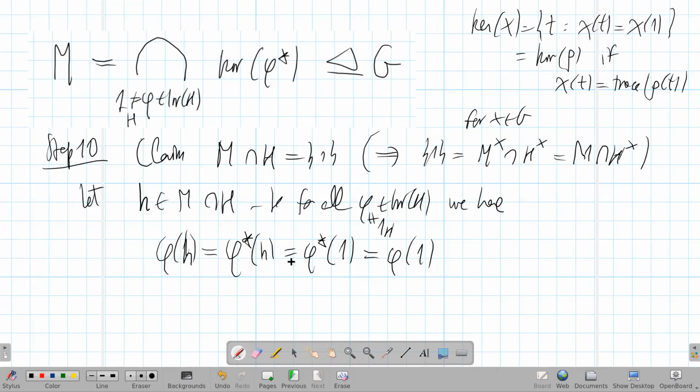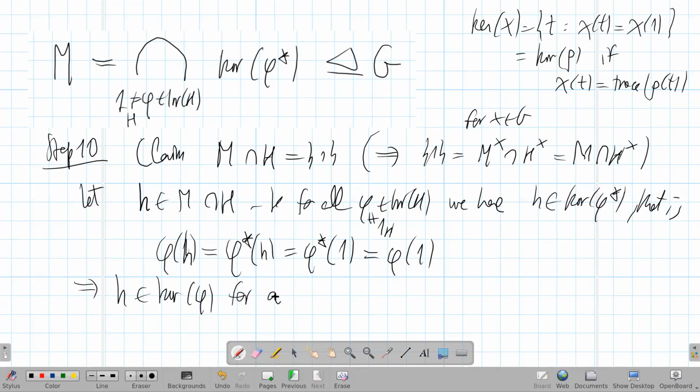So you see, we started with an element H which is in the kernel of phi star, okay? Let's write it here. So H is in the kernel of phi star, and so on. But we ended up with H being in the kernel of phi, for all phi in the irreducible characters of H.